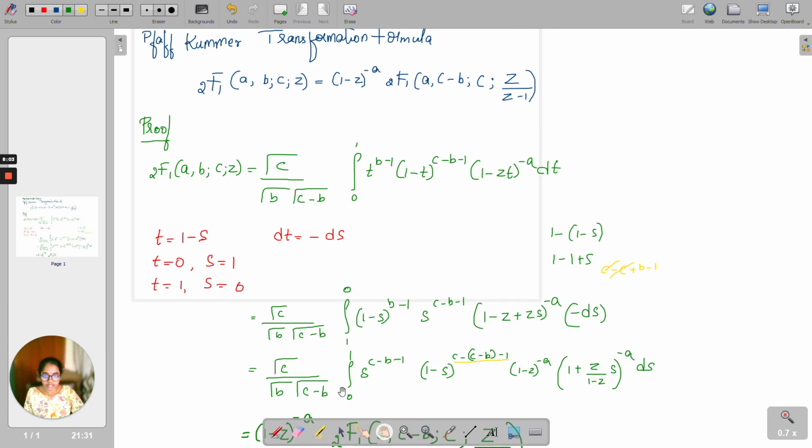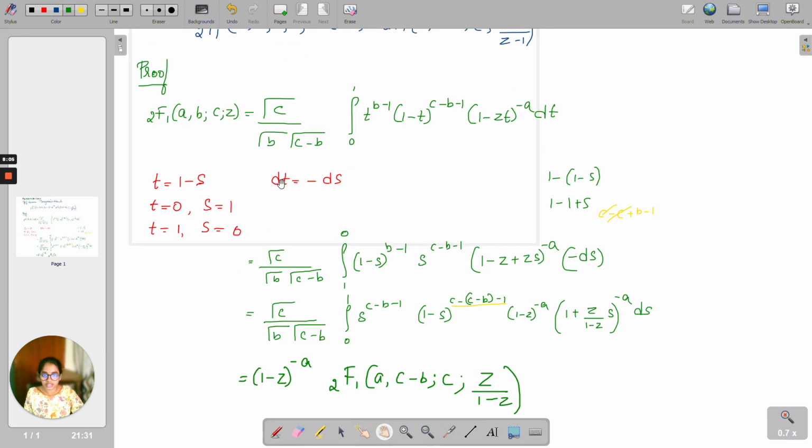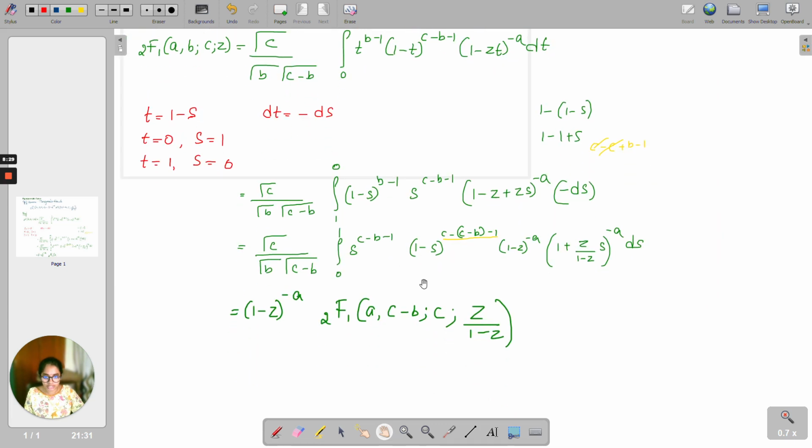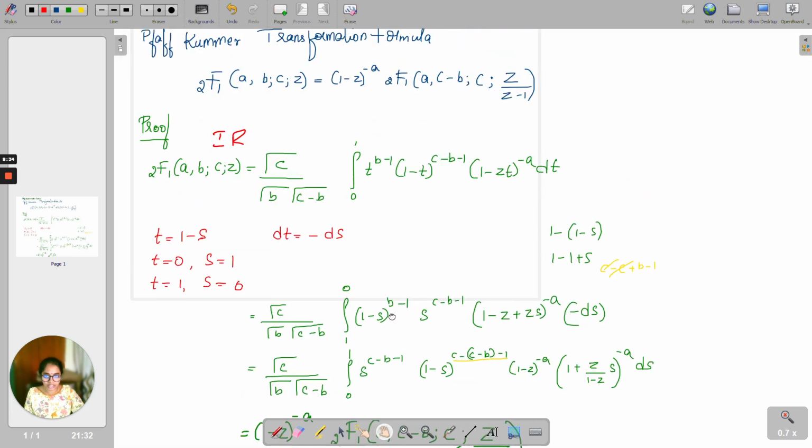So how did we prove this? From the integral representation, I took the formula. And by the substitution method, I substituted t is equal to 1 minus s. For t equal to 0, s was equal to 1. For t equal to 1, s was 0. So after substituting and simplifying, we arrived at the RHS.